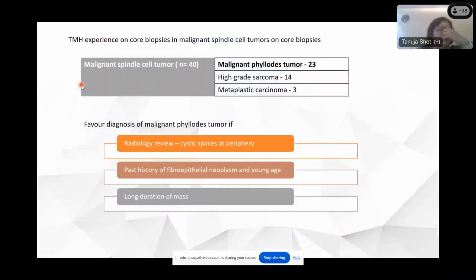So in our review of malignant spindle cell tumors on core biopsy, this is a very small snapshot. Most of them turn out to be malignant phyllodes tumor, but you do have some cases of metaplastic and high-grade sarcomas as well. So remember, always ask for radiology review and check with the past history.